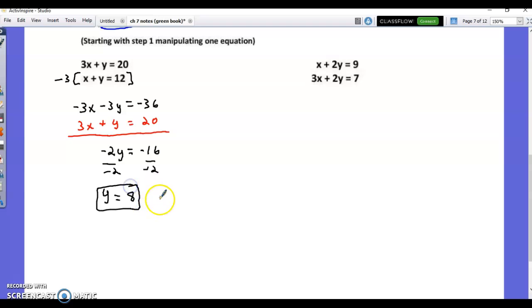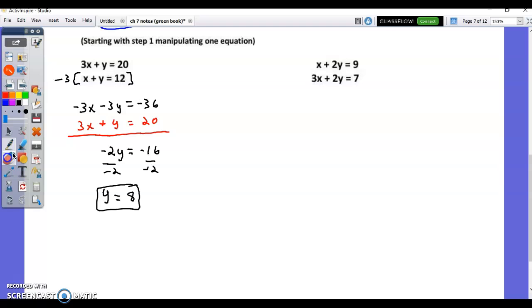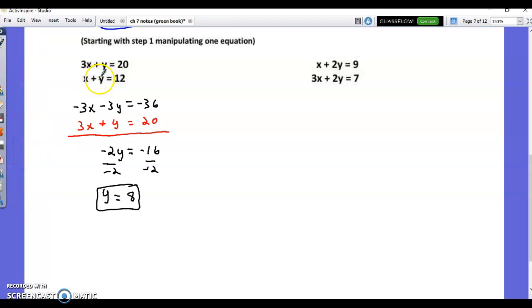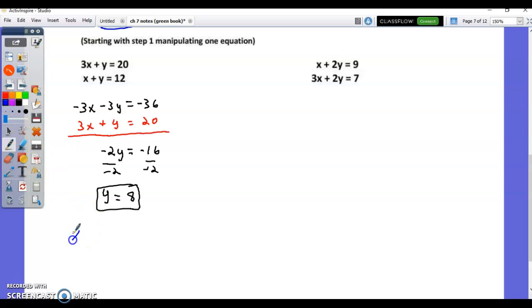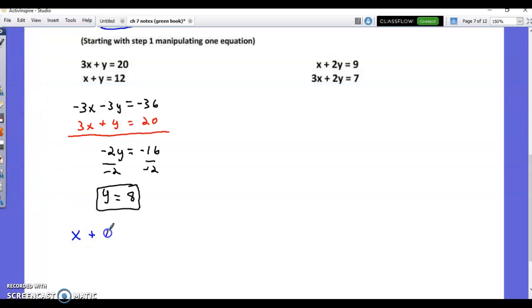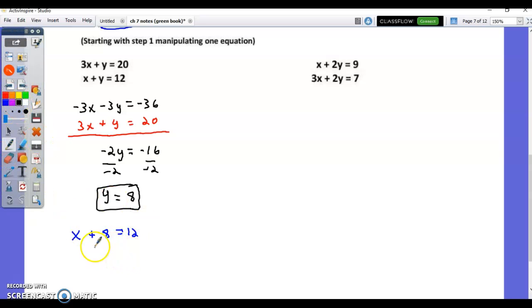All right, so there's half of my problem. Now I have to solve for x, right? Because I need two answers. Well, just because I think it's the easier problem, I'm going to use the x plus y equals 12. But instead of y, I'm going to substitute in 8 because I know that y equals 8. So I'm going to say, I'll use a different color here, x plus 8, that's my y, equals 12. Then I can subtract 8 from both sides.